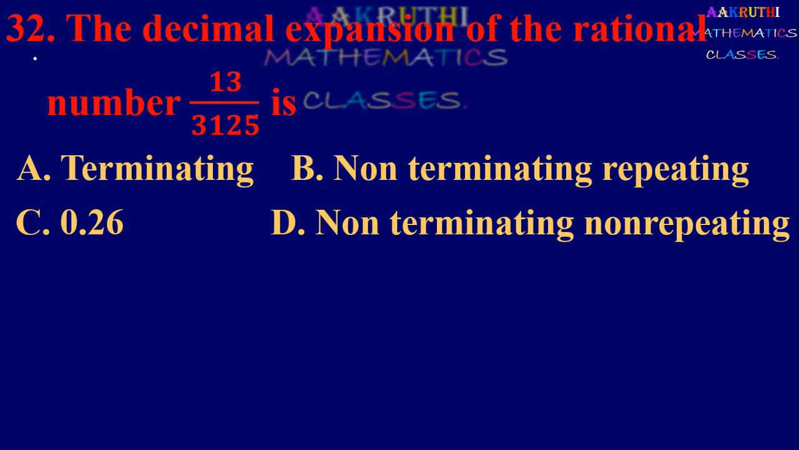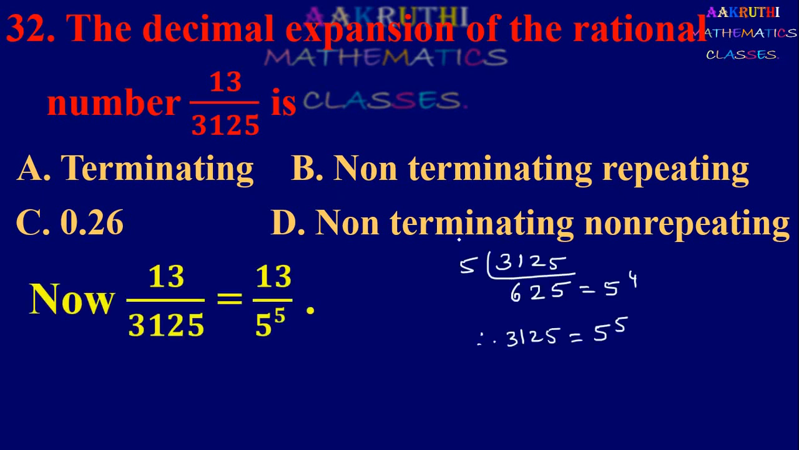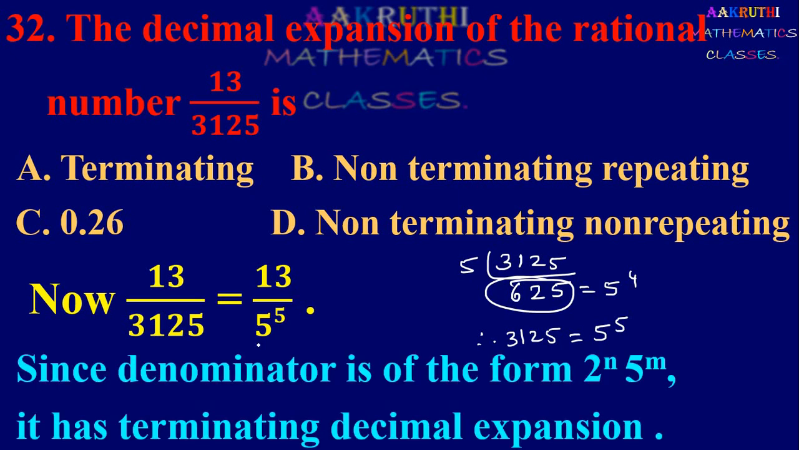So next, question number 32. The decimal expansion of the rational number 13 by 3125 is. So here we find whether the denominator is of the form 2 to the power n into 5 to the power m or not. When we divide 3125 by 5, we get 625. That is, 3125 can be written as 625 into 5. Again 625 can be written as 5 to the power 4. Therefore 3125 can be written as 5 to the power 5. So therefore the denominator is of the form 2 to the power n into 5 to the power m. Therefore the given number, that is 13 by 3125, has a terminating decimal expansion. So which is option A. That is, the decimal expansion is terminating. So which is option A.